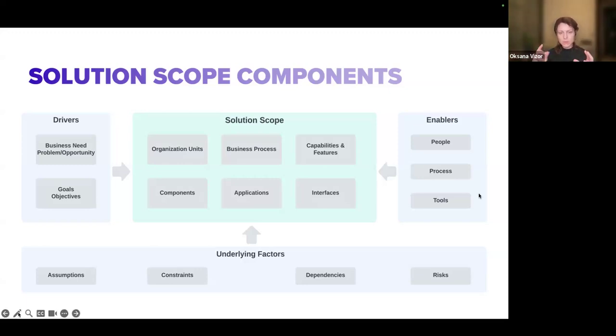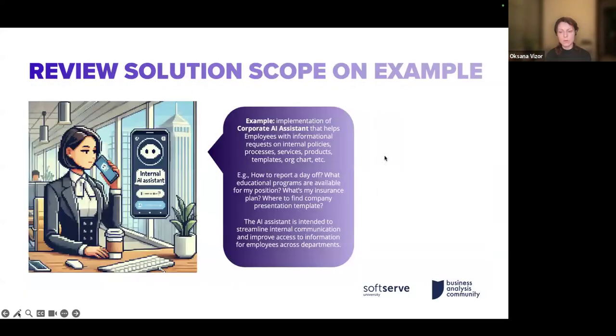And now we will look at this picture, this solution scope components, at a real project example, just to understand how it all works in real life. Today we will show you examples from a few projects, and one of the projects will be about implementation of a corporate AI assistant, which can help our employees with informational requests on different topics, HR related, IT related, like internal policies, some processes, services and products that the company has, or some org charts, any other topic.